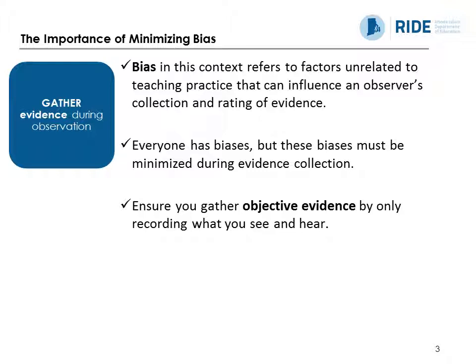A grounding tenet of the Rhode Island model is that the implementation of a fair, accurate, and meaningful system will improve teaching and learning. As an evaluator, it is critical that you acknowledge and try to minimize bias. Bias in this context refers to factors unrelated to teaching practice that can influence an observer's collection and rating of evidence. It's important to pay attention to bias and observation not only within the context of educator evaluation, but also during walkthroughs, coaching, and other informal opportunities. In the next slide, we will share some different sources of bias.